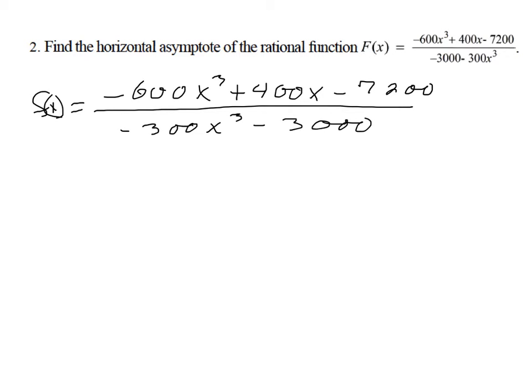Now, I am going to just pay attention to this piece of it right here. Okay? Now, noticing here, I have an x to the third and an x to the third. When they are the same, that means what I'm going to do is find the ratio of these coefficients right here, and that is going to be my horizontal asymptote. So, my horizontal asymptote will be y is equal to 2.